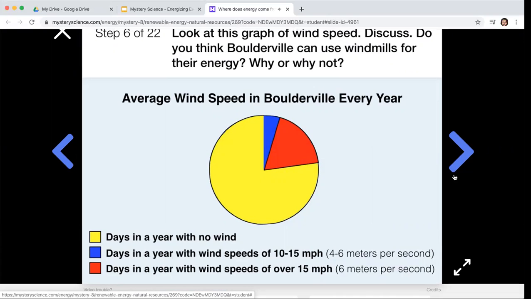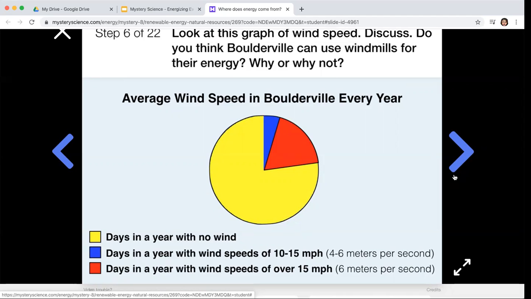Okay, so here we have the average wind speed of Boulderville each year. So here we're using a graph. Here's our math, right? Our data. The yellow indicates about how many days in a year that has zero wind. So the wind is not blowing at all. The blue indicates how many days in a year the wind speeds are 10 to 15 miles per hour. And the red indicates how many days in a year the wind speeds are over 15 miles per hour.